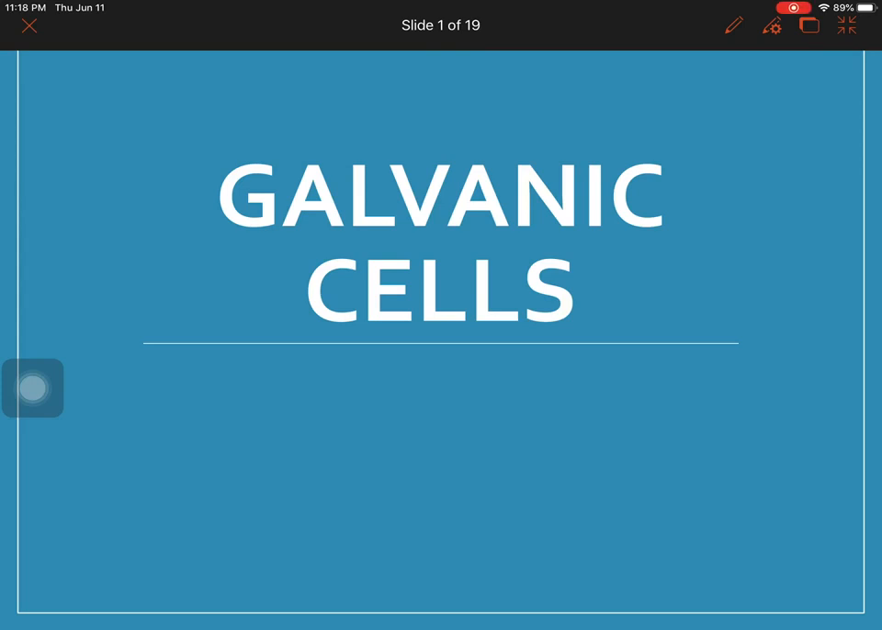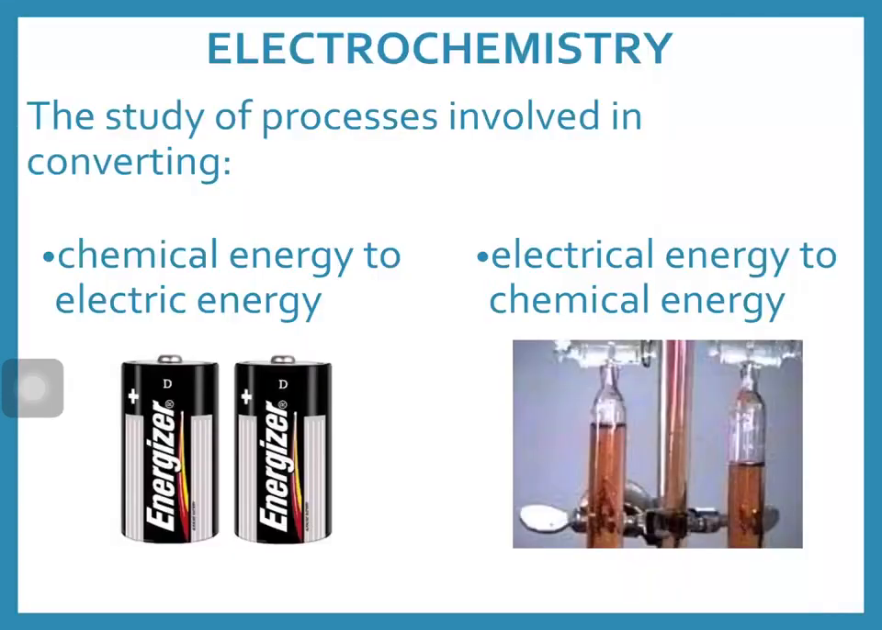In this lesson, we're going to take a look at galvanic cells. If you recall, electrochemistry is where we study processes where either chemical energy is converted into electric energy or electric energy is converted into chemical energy. In a battery, we convert chemical to electric energy, and I'm not sure if you saw this setup in class back in about February or March.